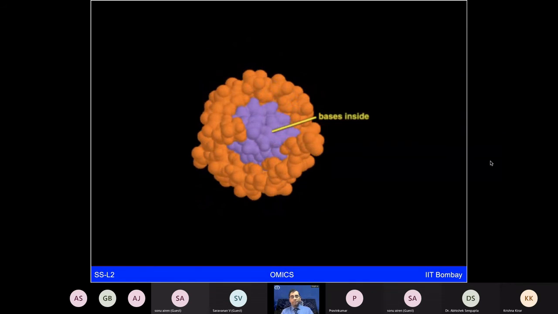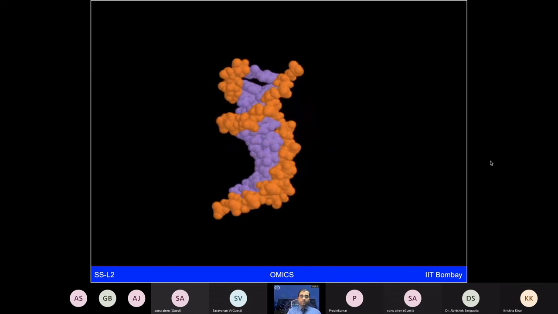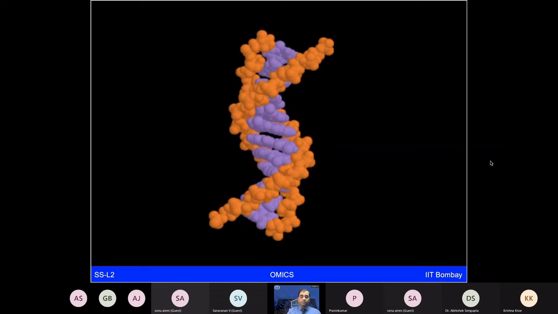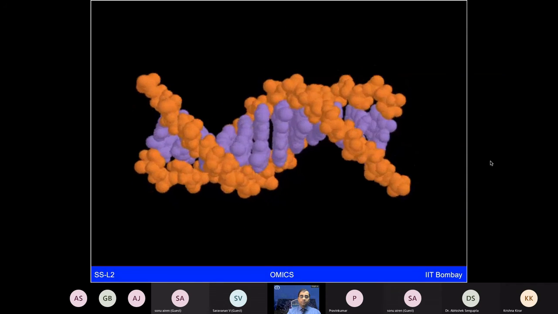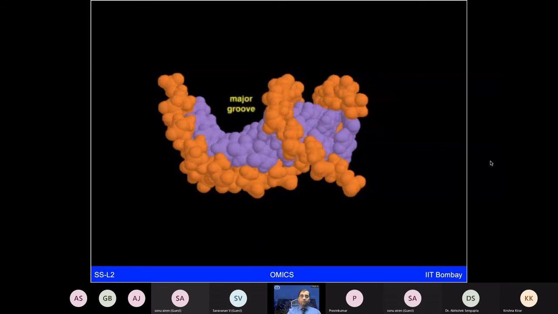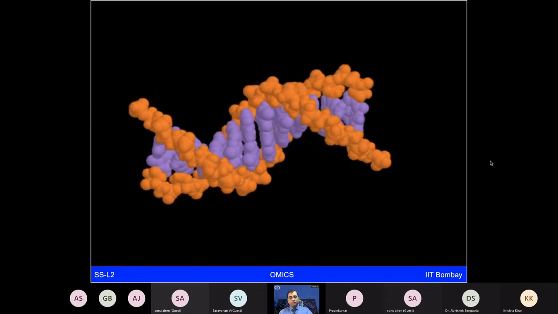The bases form the core of the double helix, while the sugar-phosphate backbones are on the outside. The two grooves between the backbones are called the major and minor groove, based on their sizes. Most protein DNA contacts are made in the major groove because the minor groove is too narrow.